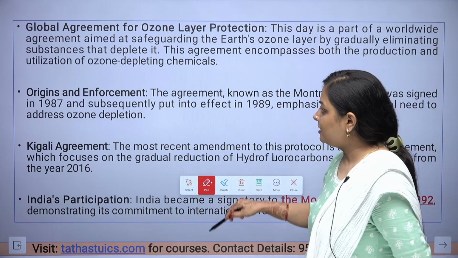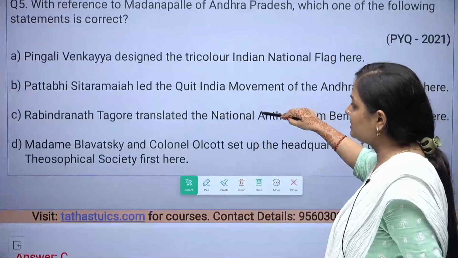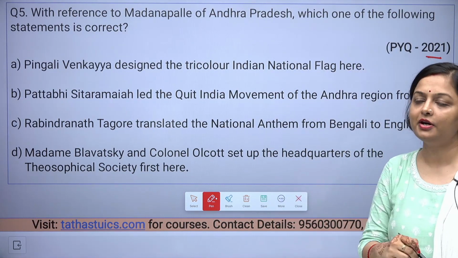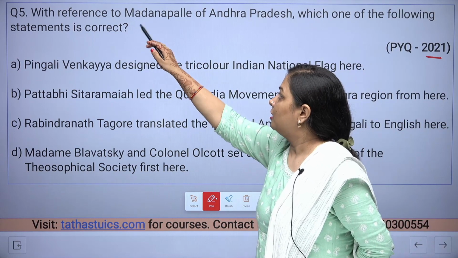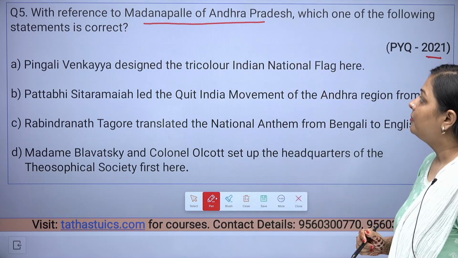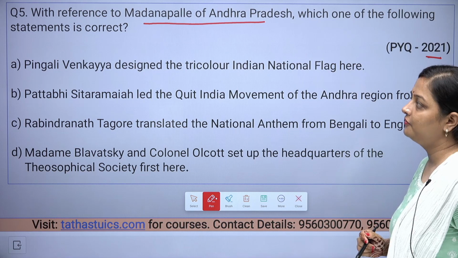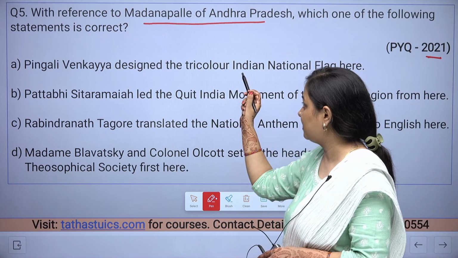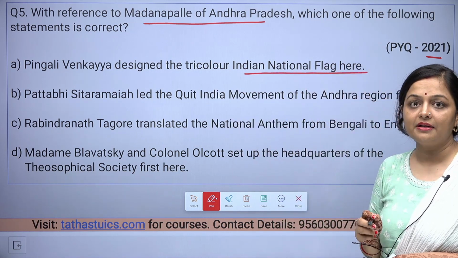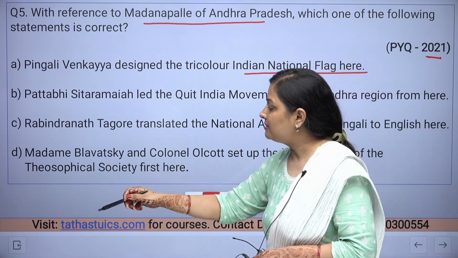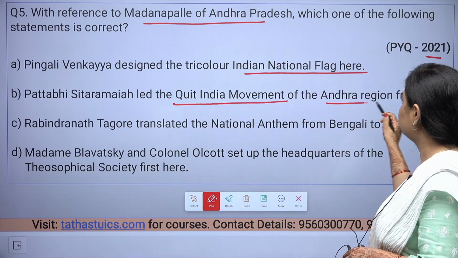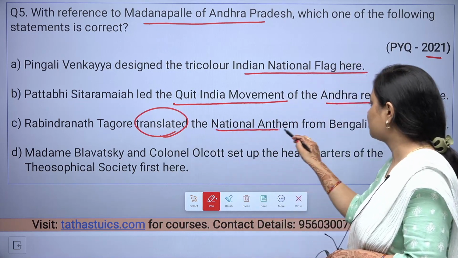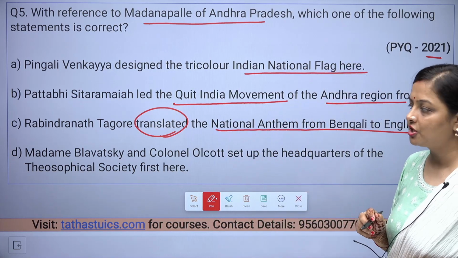Now let's move on to the last question of the day. This I had asked in yesterday's DNA itself. This is a PYQ. With reference to Madanapalli of Andhra Pradesh, which one of the following statements is correct? The very first statement is Pingali Venkayya designed the tricolor Indian national flag here. Second is Pattabhi Sitaramaiah led the Quit India movement of the Andhra region from here. Third is Rabindranath Tagore translated the national anthem from Bengali to English here.